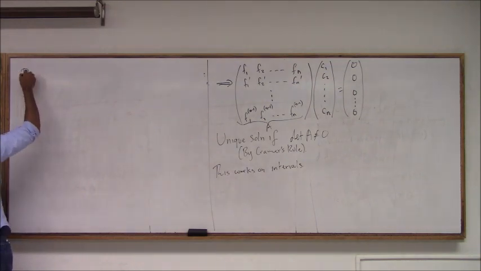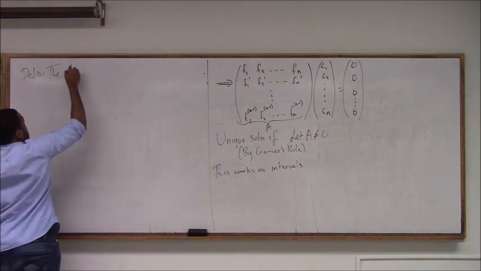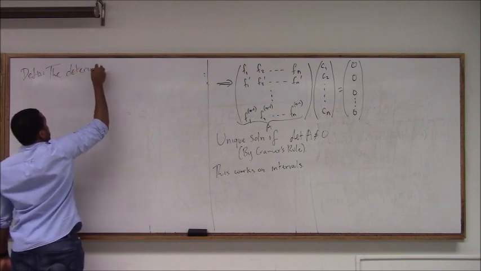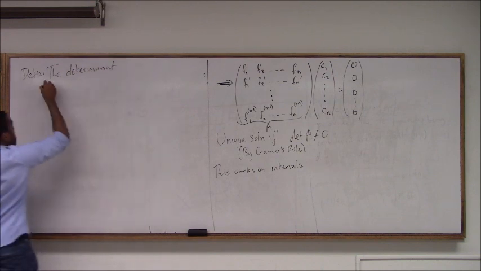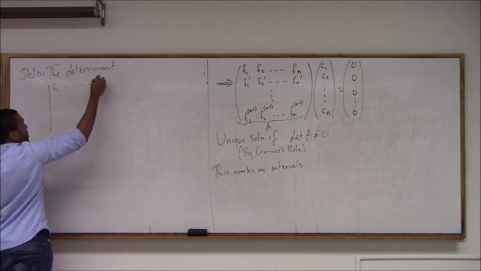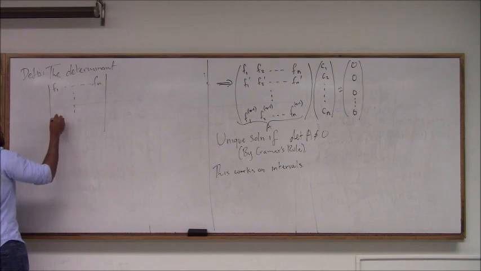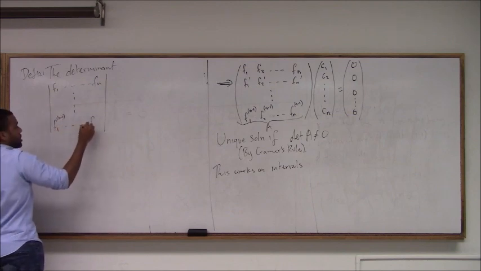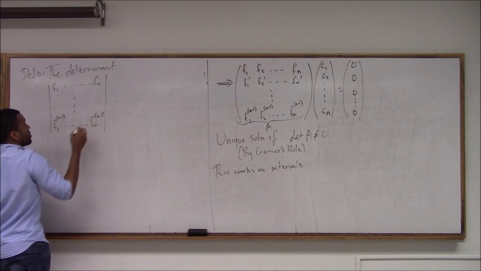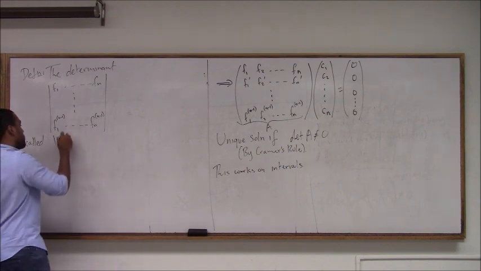So here's a definition. The determinant of the matrix with f1 through fn in the first row, down to the (n minus 1)th derivatives of f1 through fn in the last row, is called, my differential equations people, a Wronskian.